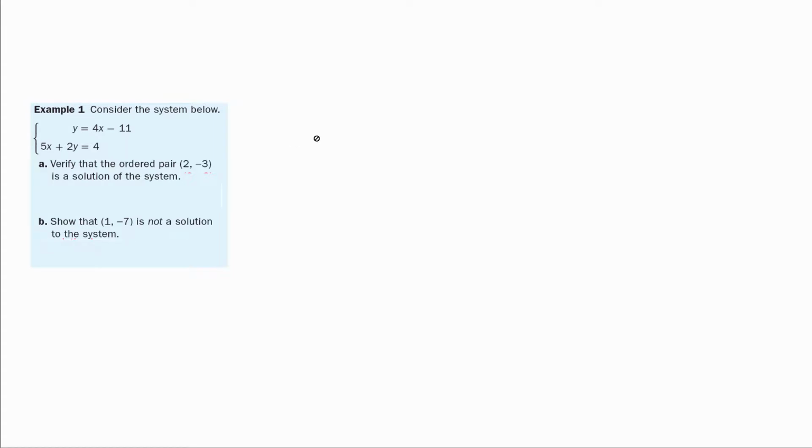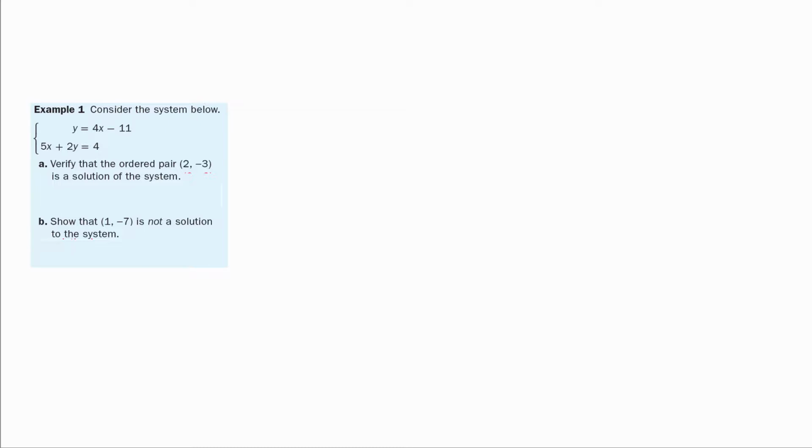Okay, here we've got a system. Let's look at what we might figure out about this. This is example 1. This is in addition, of course, to what's in the book. So consider the system below. y equals 4x minus 11 and 5x plus 2y equals 4. And it asks you first to verify that the ordered pair (2, negative 3) is a solution to the system.